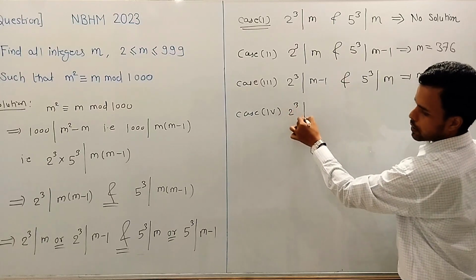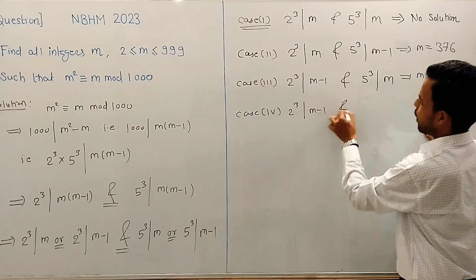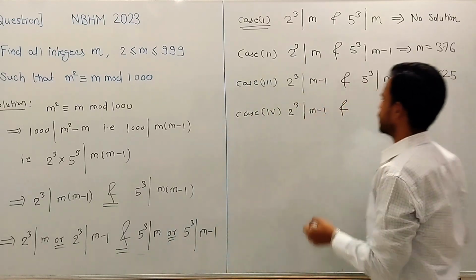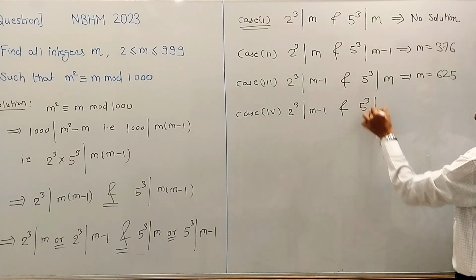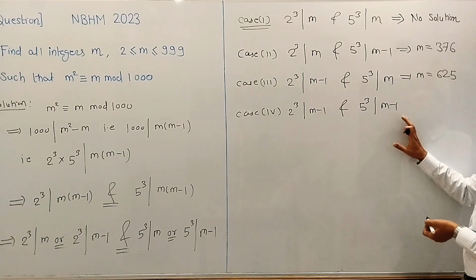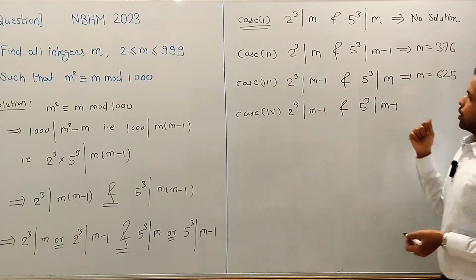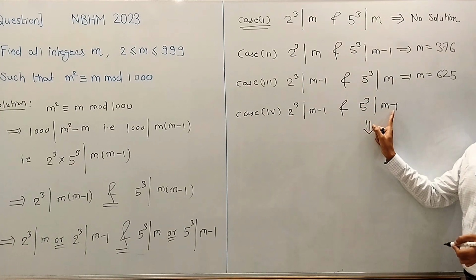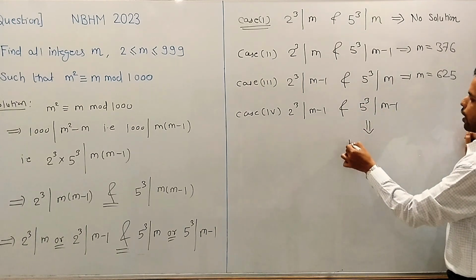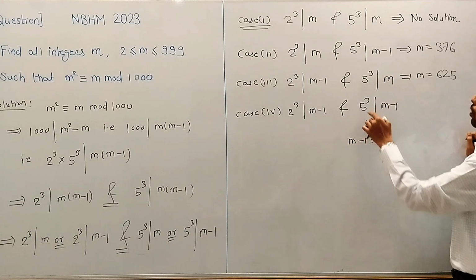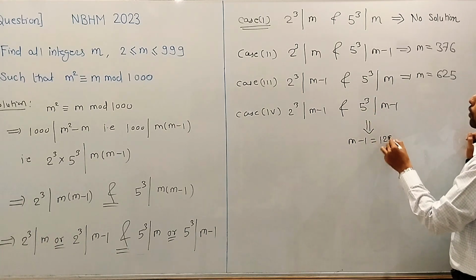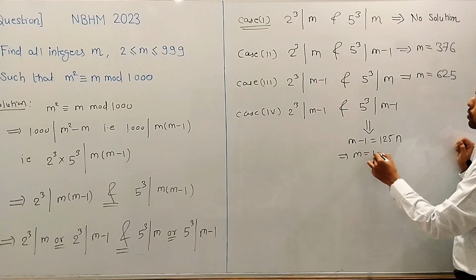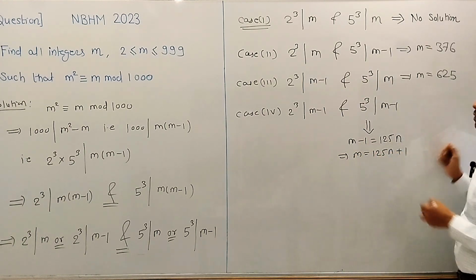2 cube divides m minus 1 and 2 cube divides m minus 1 and 5 cube divides m minus 1. This is the only case which remains. Again, a divides b, that means b is a multiple of a. So m minus 1 is a multiple of 5 cube, that is 125. So 125 times n. So from here we get m equals 125n plus 1.